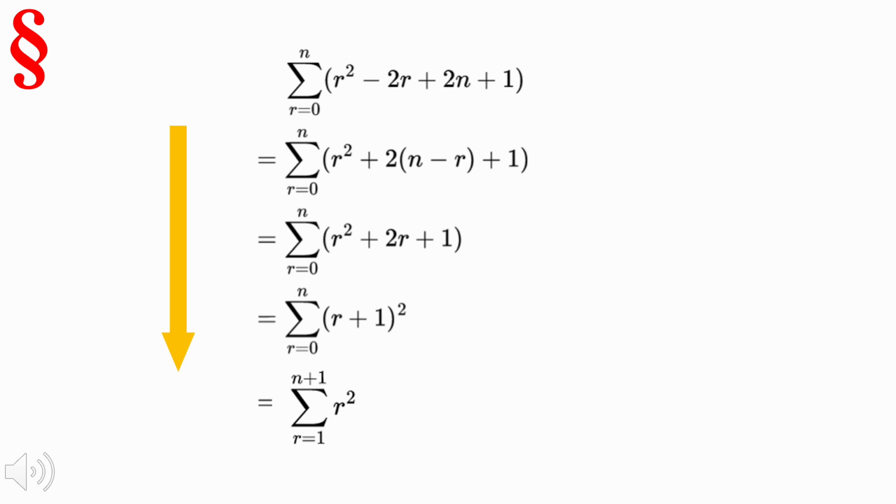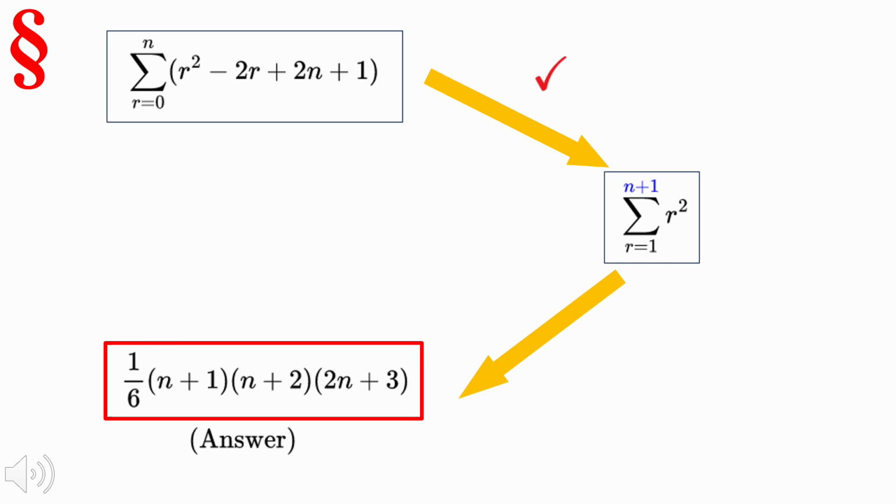We can increase the index by 1, and write this as the sum of r squared from 1 to n plus 1. So now we have successfully converted the original summation into the sum of the first n plus 1 squares directly, without expanding the summation. Now apply the formula for the sum of squares but using n plus 1 instead of n, and we have the final answer. This method avoids the messy algebra in the standard method.